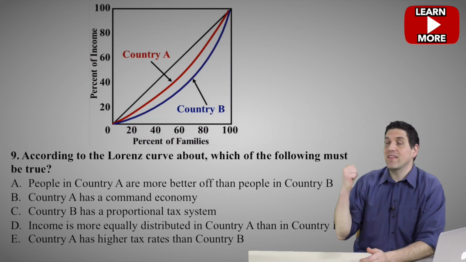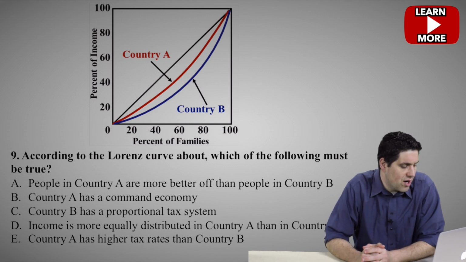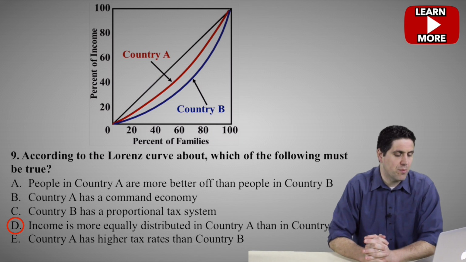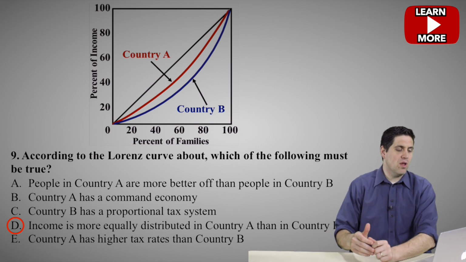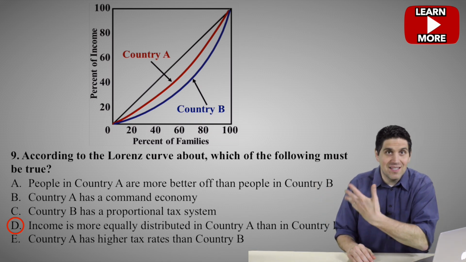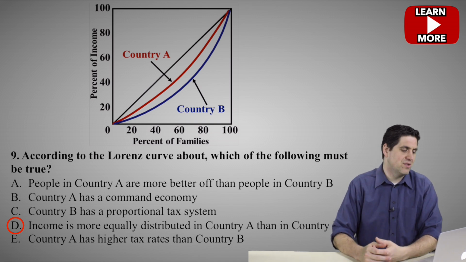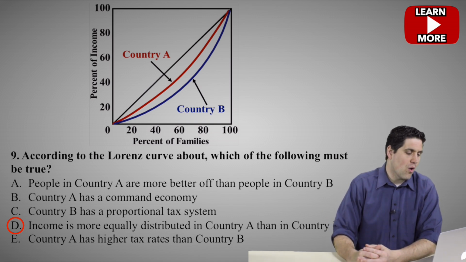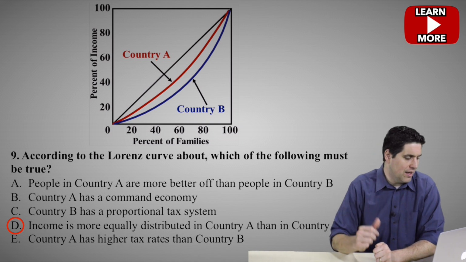Okay, for question number 9, we've got the Lorenz curve. You've got the percent of families or percent of households and percent of income. All right, you saw this from the summary video. The right answer here is D. Income is more equally distributed in country A than it is in country B. Now let's go over the wrong answers. In A, people in country A are better off. We don't know if that's true. I mean, we see that this is how the income is distributed, but we have no more information about personal freedoms or race issues or crime. We don't know anything about any of that stuff. The Lorenz curve just says about income inequality.